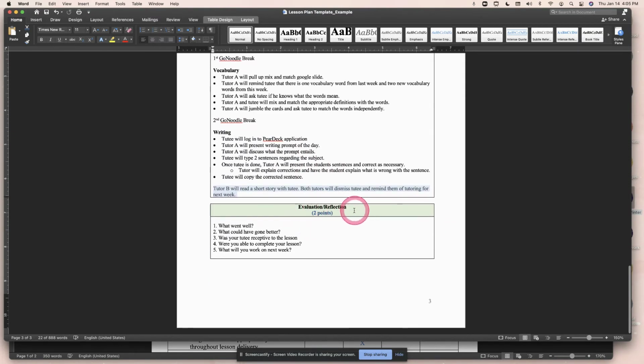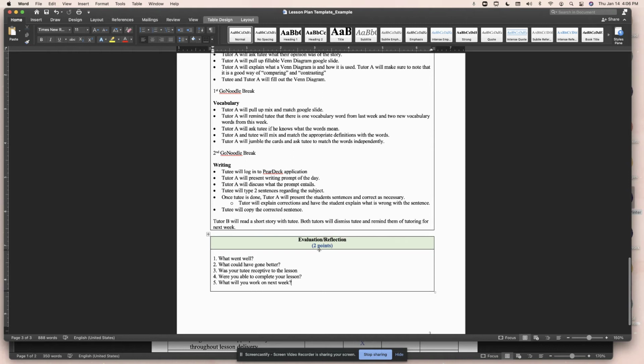For this evaluation and reflection portion, these are just some of the questions that I think are very important to answer. What went well? What could have gone better? Do you think your tutee was receptive to your lesson? Were you able to complete it? And what are you going to work on next week? Definitely, you can go into more detail. Use this section, especially now that you have a co-teacher, to talk to each other and think, okay, now that this is what happened during this lesson, what can we work on next week? And what can we pick up on, or maybe change, or never touch again, in case you found something that just truly didn't work. So this portion is very important as well.